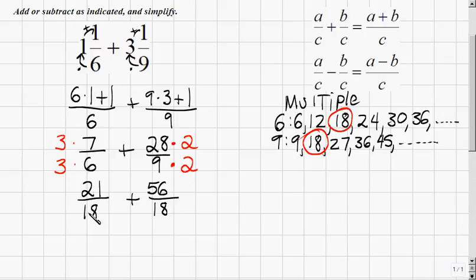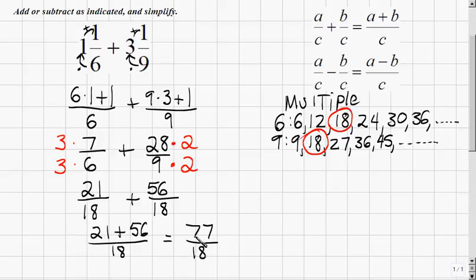We now have two fractions we can add together with our rule that says that if we have common denominators with different numerators, add the numerators together and write them over the common denominator. That means 21/18 plus 56/18 becomes 21 plus 56 all over 18. And simplifying this, 21 plus 56 becomes 77 all over 18.